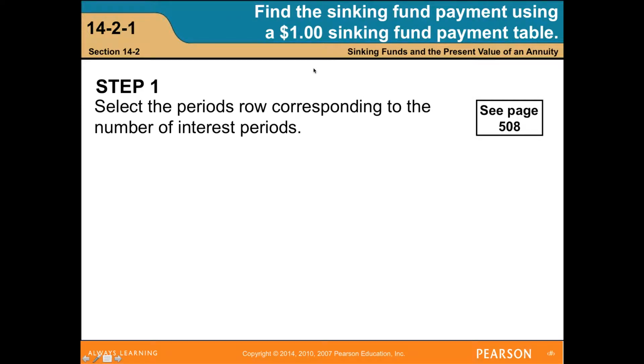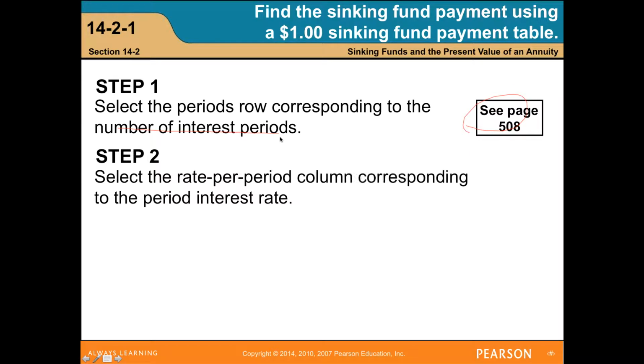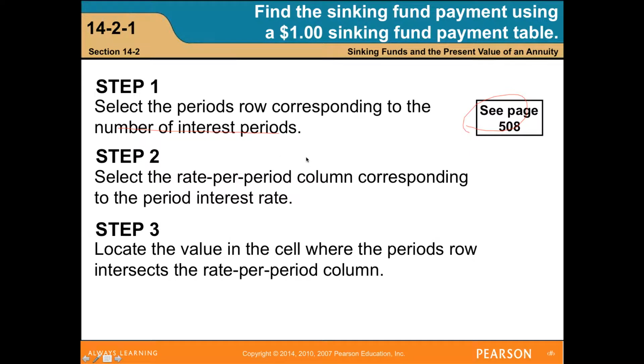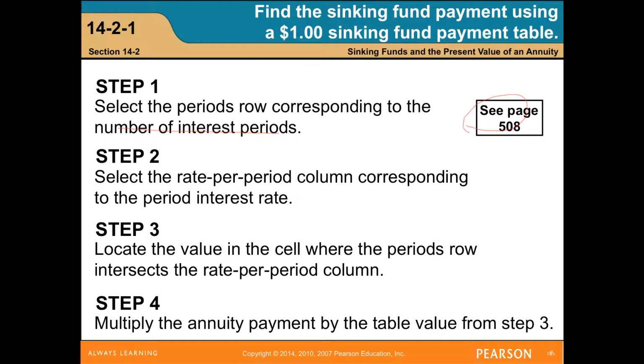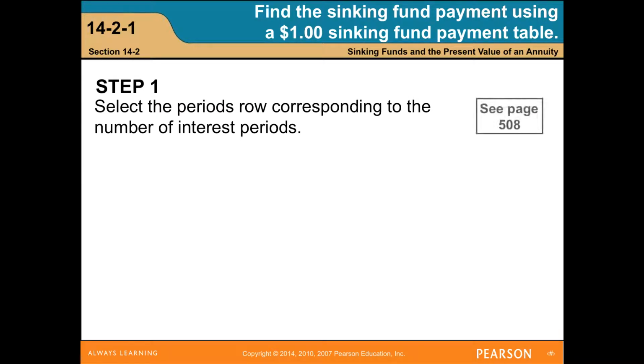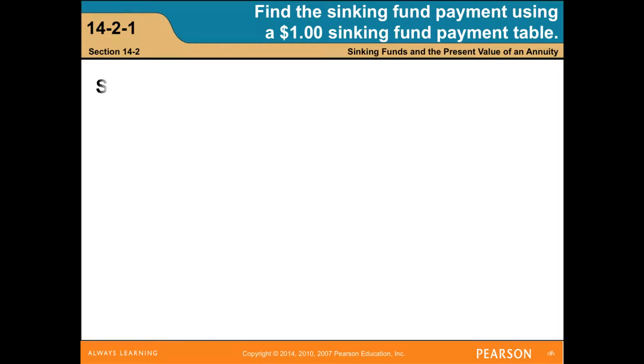Step 1 for finding the sinking fund payment using a $1 sinking fund payment table: please refer to page 508, otherwise you won't understand this part. Select the periods row corresponding to the number of interest rate periods, and you'll see it on the chart. Step 2, select the rate per period column corresponding to the period interest rate. Step 3, locate the value in the cell where the periods row intersects the rate per period column. And step 4, multiply the annuity payment by the value from step 3.